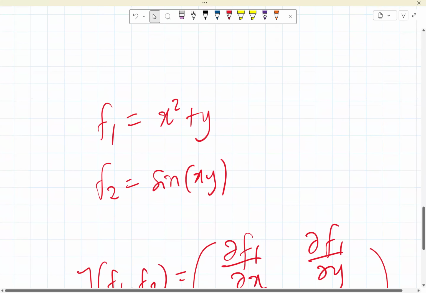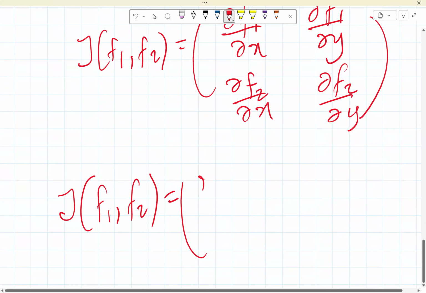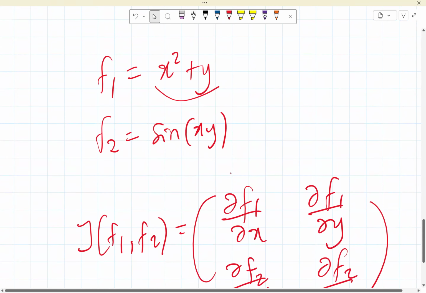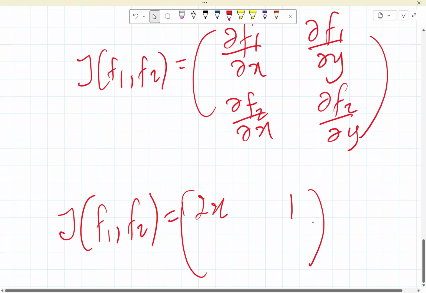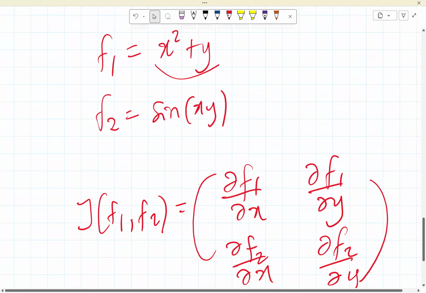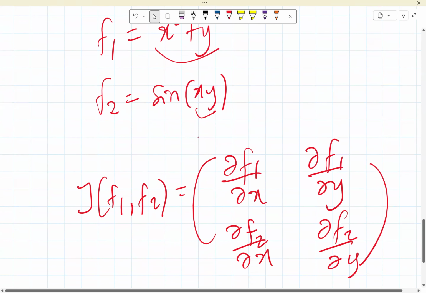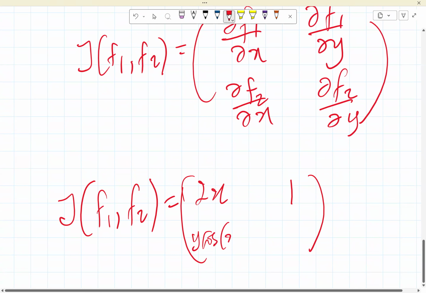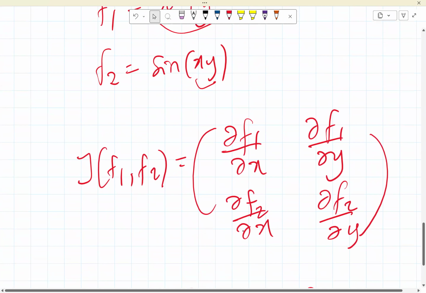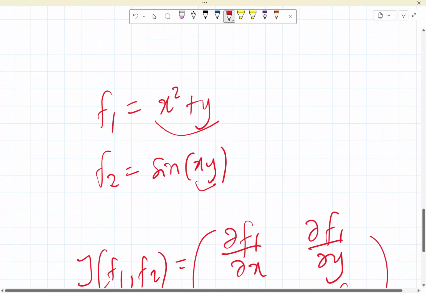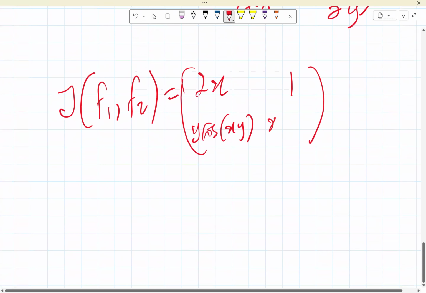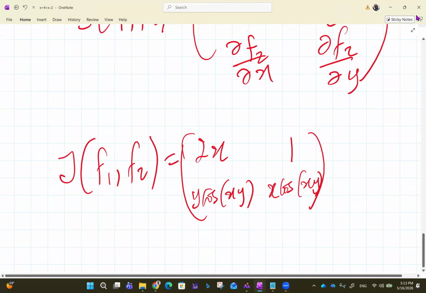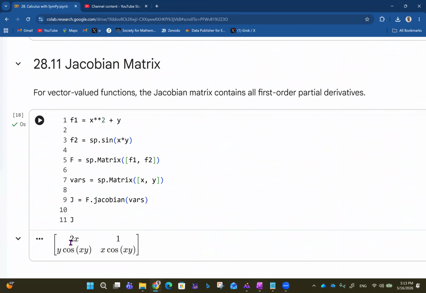So to do that, differentiate x squared plus y with respect to x, you get 2x. Then with respect to y, you get 1. Then f2 with respect to x: differentiate xy with respect to x, that's y, and differentiating sine gives cos, so you have y cos xy. On the other hand, partial f2 with respect to y: differentiate xy with respect to y, you get x, so you have x cos xy. That's the idea of the Jacobian right there, and SymPy can do that without blinking. And this is what you have: 2x, 1, y cos xy, x cos xy.